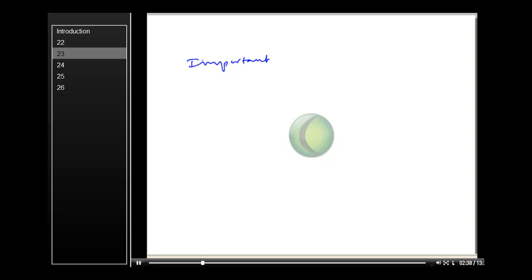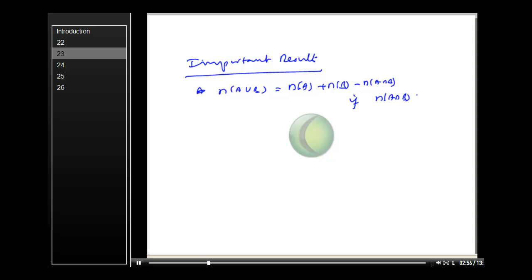Important results. N of A union B is equal to N of A plus N of B minus N of A intersection B, if N of A intersection B is not a null set. And it can also be given as N of A minus B plus N of B minus A plus N of A intersection B.